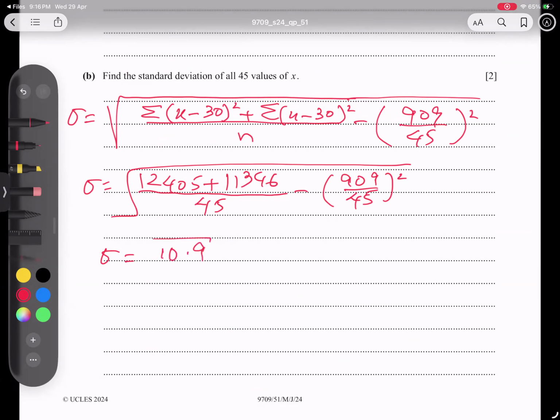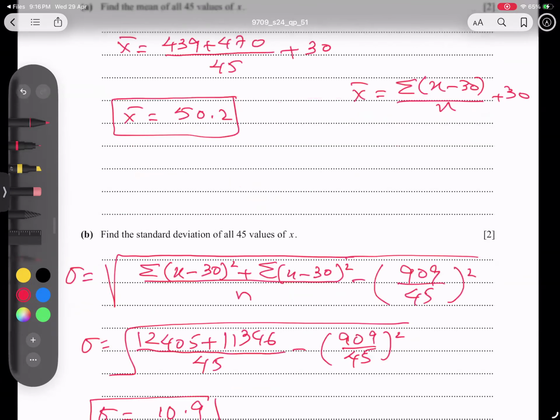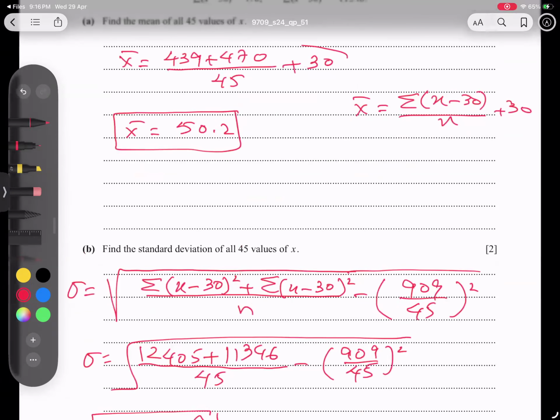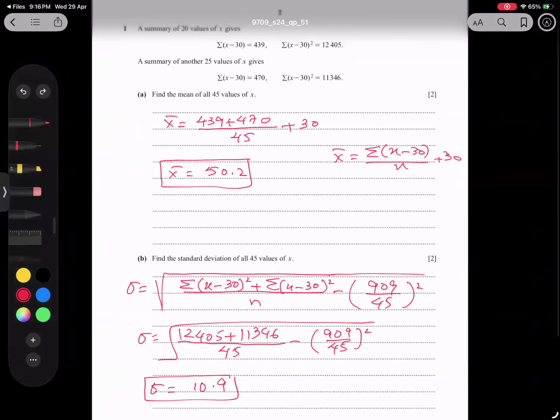And this value is coming to us as 10.9. Once again, I repeat once again, because some students confuse. Sometimes students put the whole thing inside here. Not at all. Without 30, we put this value inside. This is the main important part here. So that's it. And question number 1 is completely over.